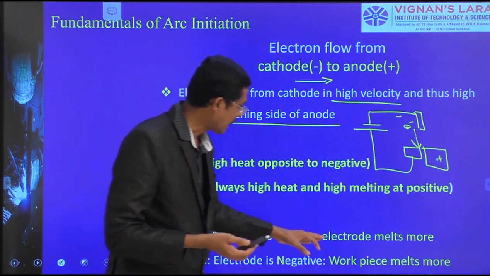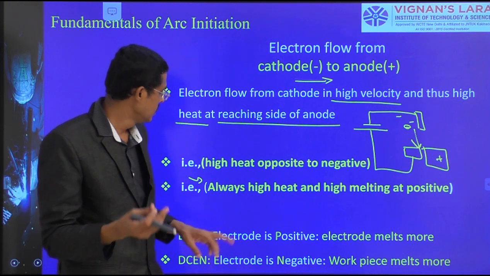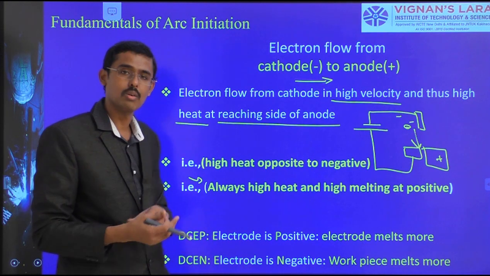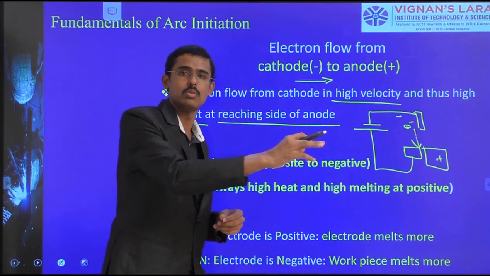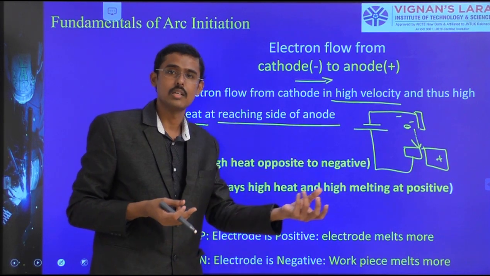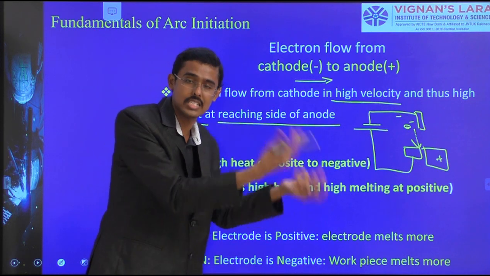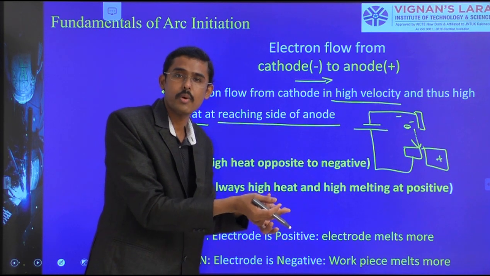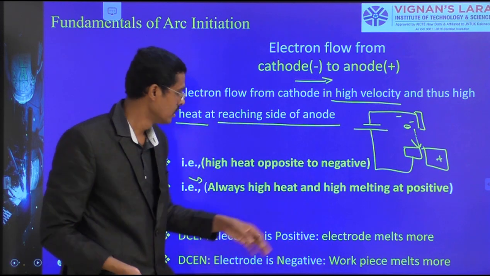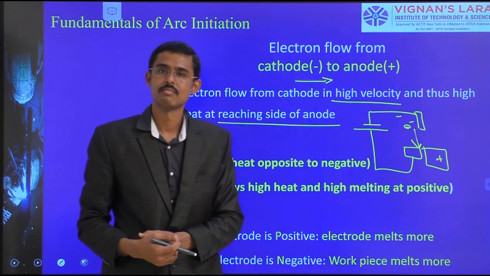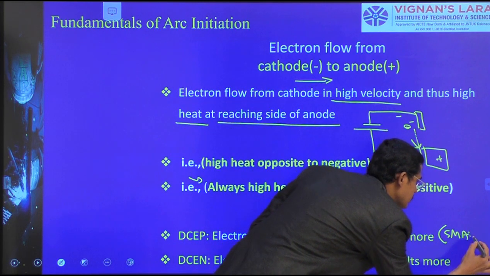Here the electrode melts more. Where have I connected the positive? The positive is connected to the electrode. The electron comes from the negative to the positive. Therefore where the heat is finally received, heat is received at the positive end. Then where is the positive? Positive is connected to the electrode. Electrode is positive, therefore the electrode melts. So this is an example of SMAW.